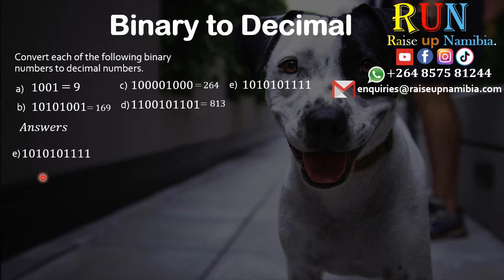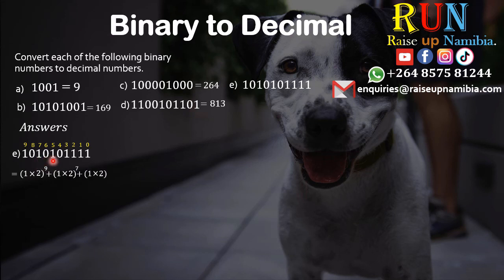Now for E, we do the same exact thing. We start counting from the right hand side on top, starting with 0. So it's 0, 1, 2, 3, 4, 5, 6, 7, 8, 9. And focus where you see ones. Okay, so the first one is a 1 multiplied by 2 raised to the power 9 plus, where else do we see a 1? Here. So we say 1 multiplied by 2 raised to the power 7 plus, where do we see the 1?